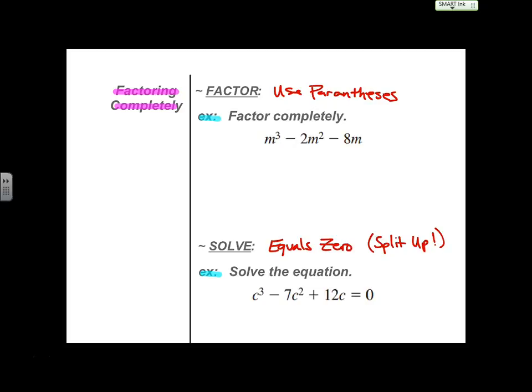Skip some lines because we're going to solve examples. I would say maybe skip 2, maybe 3. Skip lines. But look at the differences between factoring and solving.